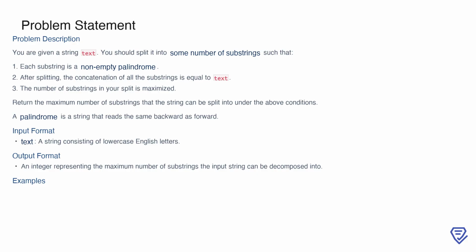A palindrome, as a reminder, is a string that reads the same forward and backward. For example, radar and level are palindromes. The input is a single string made up of lowercase English letters, and the output is an integer representing the maximum possible number of palindromic substrings. This gives you a clear goal: find the optimal way to split the string while following these rules.